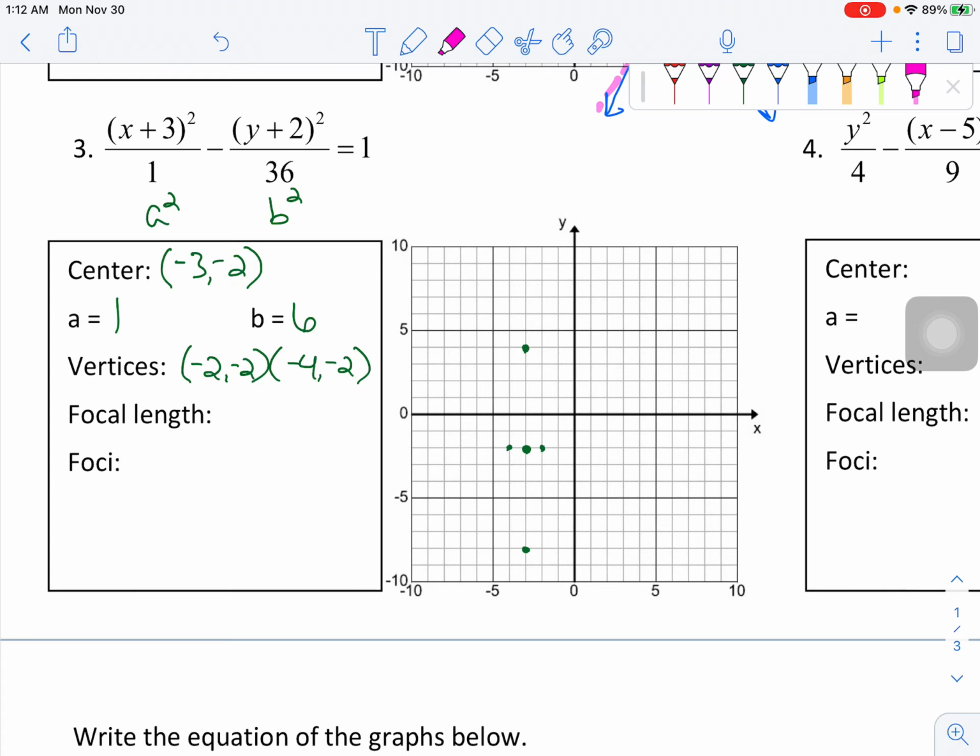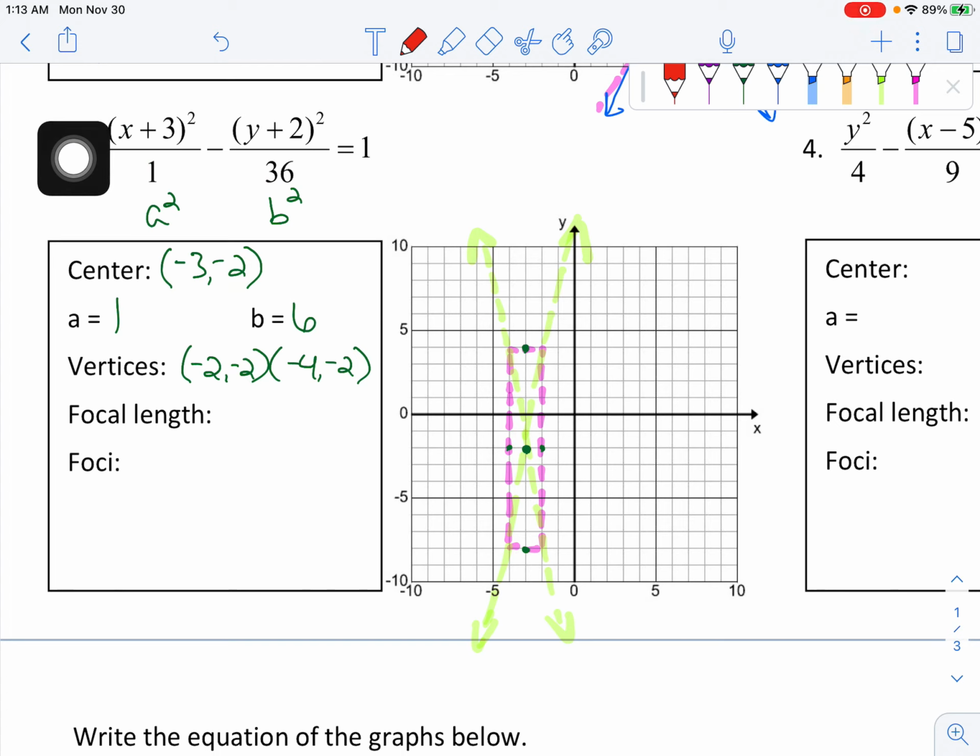And now I'm going to use those 4 points to create that rectangle, which will let me draw in my asymptotes. There we go. So this is seriously steep going on here. And I don't exactly have a ruler here for my notability. That's what I was trying to get at.